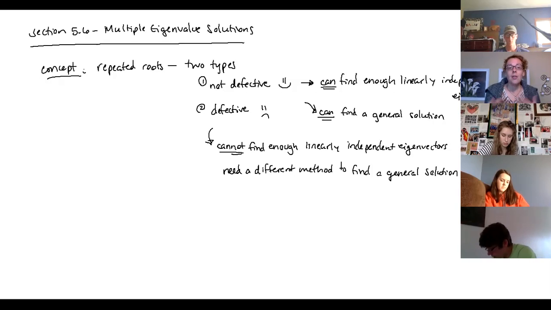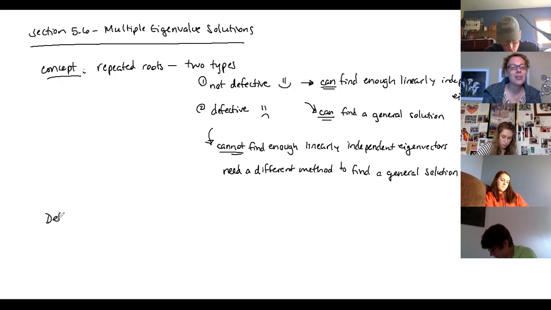So then the question is, how do you tell when you have repeated roots, whether they are defective or not defective? How do you tell if we're in the happy case or the sad case? And for that, we need to talk about something called free variables, which my linear algebra people should be very, very familiar with.